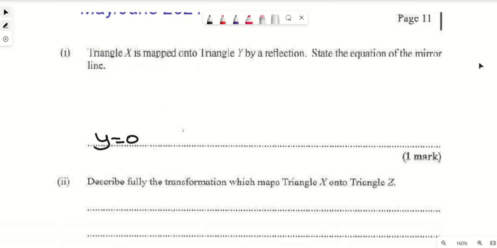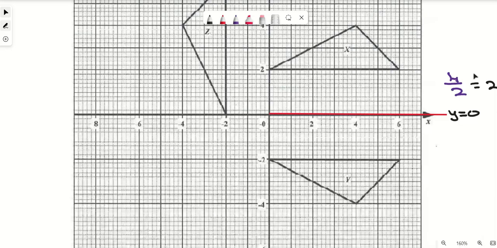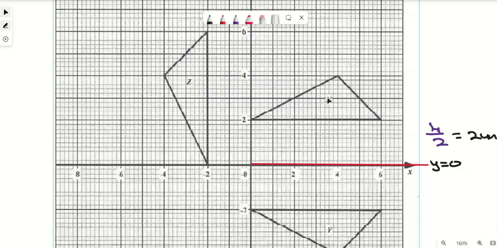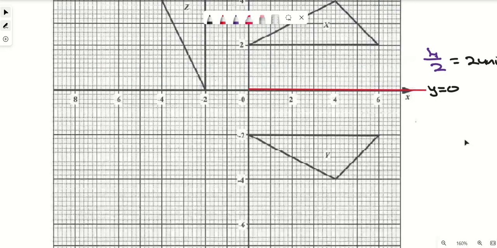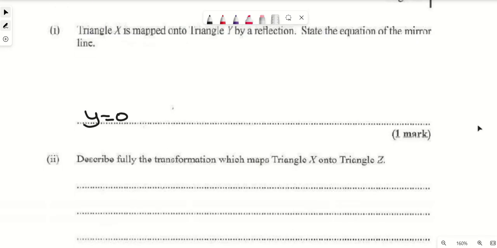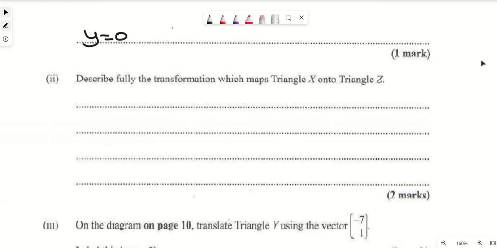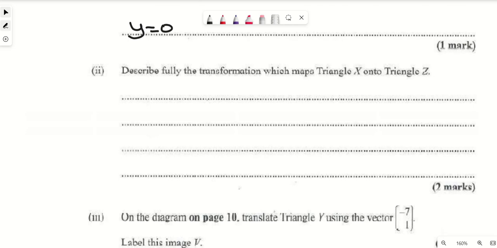Then they said, describe fully the transformation which maps triangle X onto Z. Now, if we compare X and Z, we see that there are 4 different transformations. This is not an enlargement. It is not a reflection. It is not a translation. This is obviously a rotation. Now, as soon as we know that it is a rotation, we're going to write it's a rotation. And let me just get some space here.